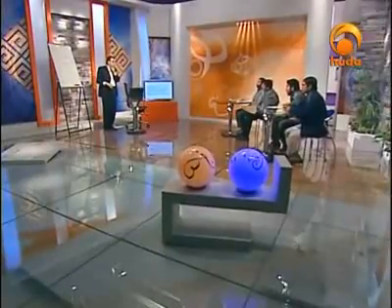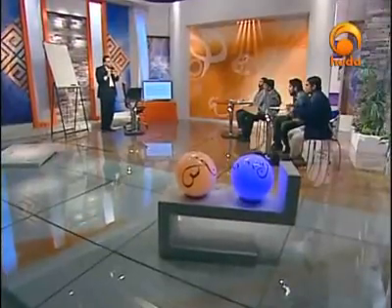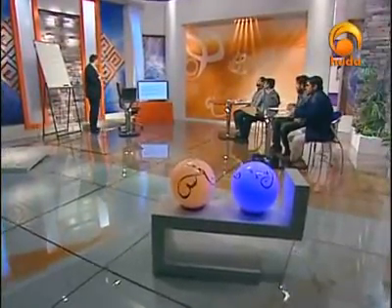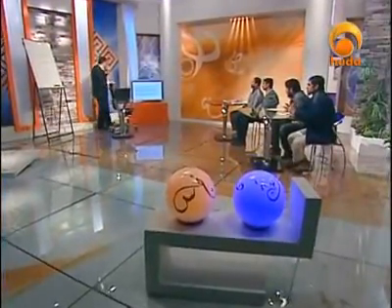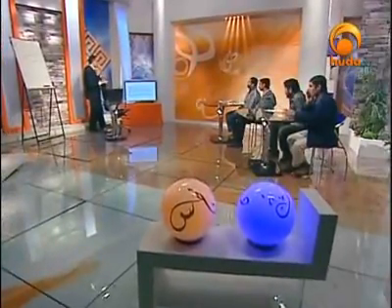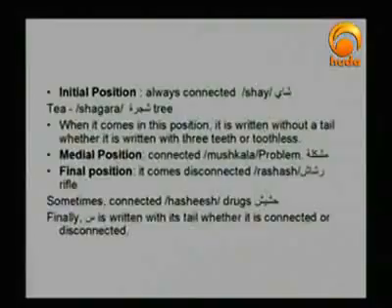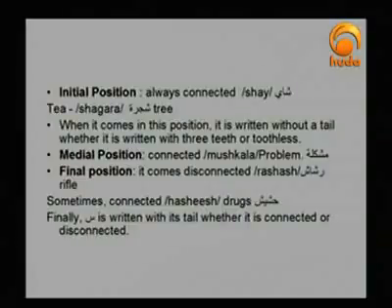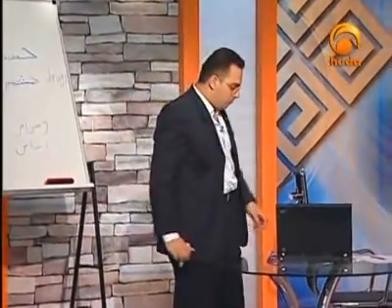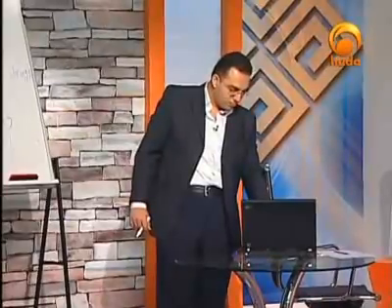So again, when it comes in the final position, sometimes it comes connected, and sometimes disconnected, like rashash. Finally, sa or sha is written with its tail, whether it's connected or disconnected. That is very important. So sa and sha, both of them, when they come in the final position, we should draw the tail of the sound sa and sha. Okay, so I think that this is for sha.